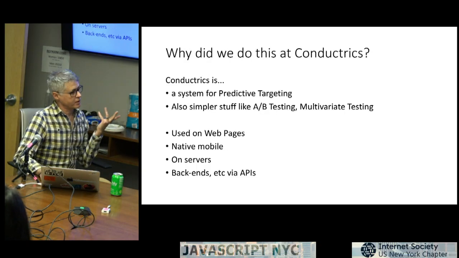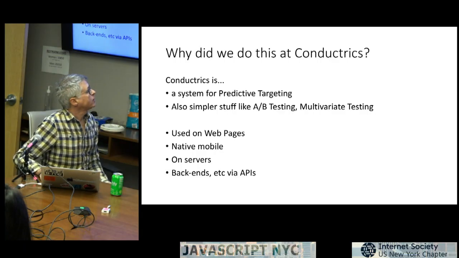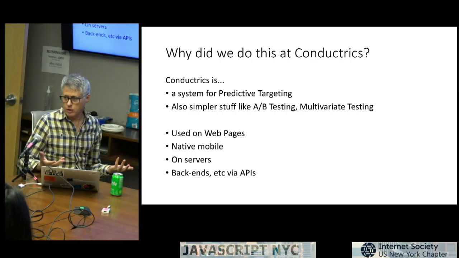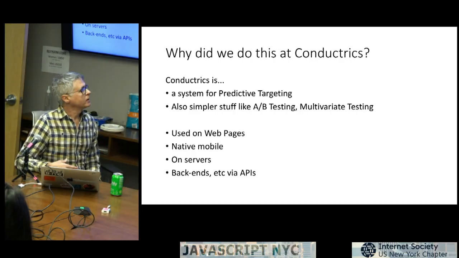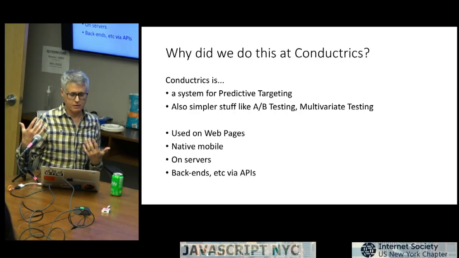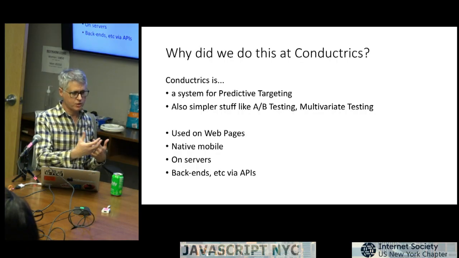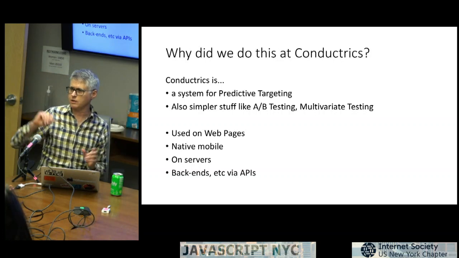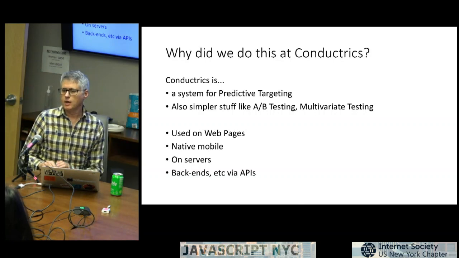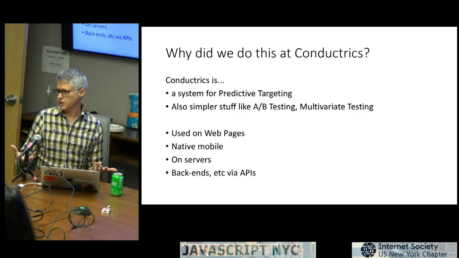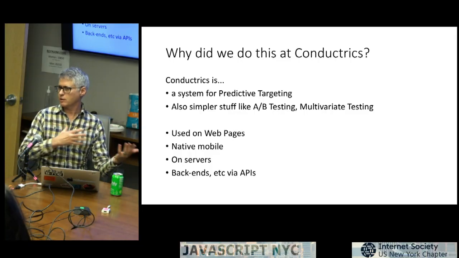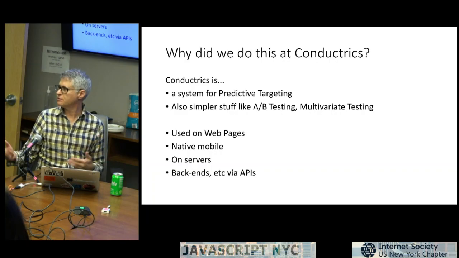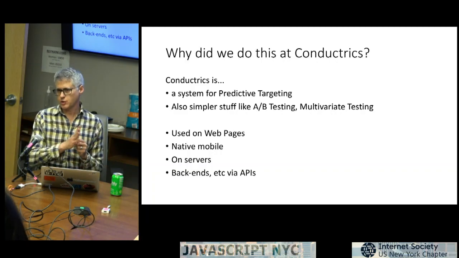So why did we do this at Conductrics, and real briefly, what is Conductrics? It's a system for, as Shamoon mentioned, predictive targeting, which is a subset of machine learning. Basically, if you have a website, you might use us to initially test different pieces of content or different offers or something like that. And we will, over time, notice that one or another of these offers hopefully matters more or is more attractive to certain visitors, and we'll start streaming those off.